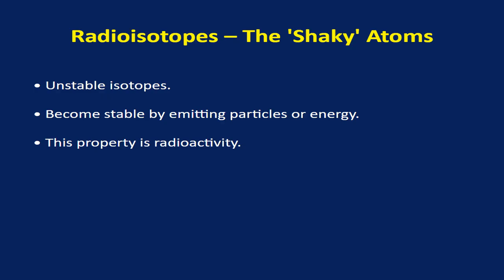Radioisotopes, the sickly atoms. Some isotopes are very stable, like a rock, but others are sickly or unstable. We call these radioisotopes. Because the nucleus is unstable, it wants to change into something stable. It does this by ejecting or splitting out a piece of itself or releasing a burst of energy. This act of splitting out energy is what makes them radioactive.